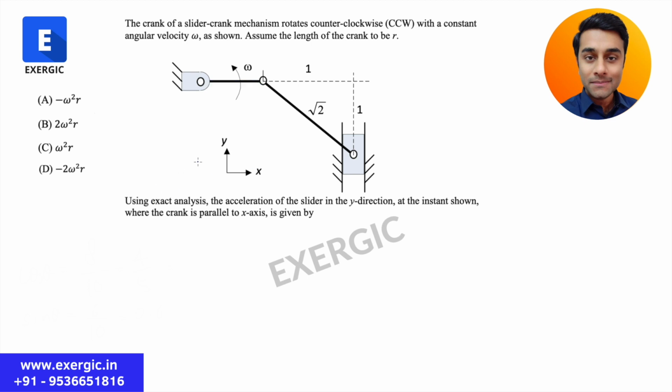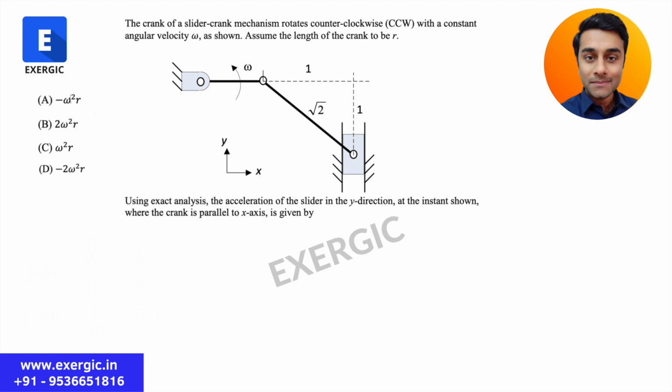So what did we conclude from this? There is a crank, there is a slider. The crank is moving counterclockwise. The slider will also move accordingly. The crank at this point is parallel to the x axis, and the slider can move parallel to the y axis, or along the y axis. And you have to tell how much will be the acceleration of the slider in the y direction. You can see that the options given have negative as well as positive options, right?